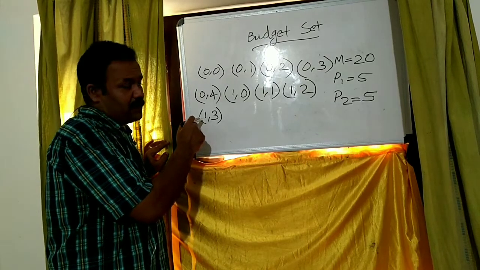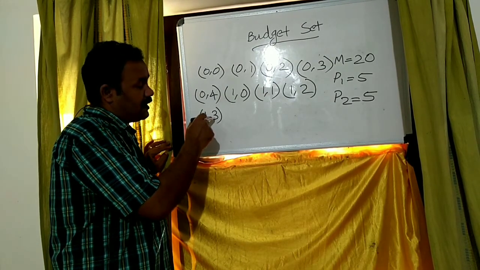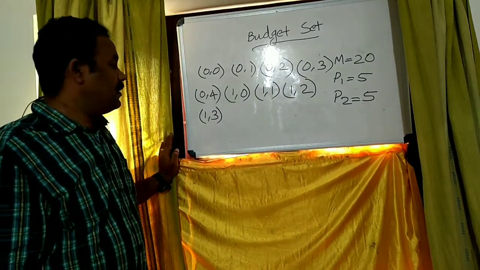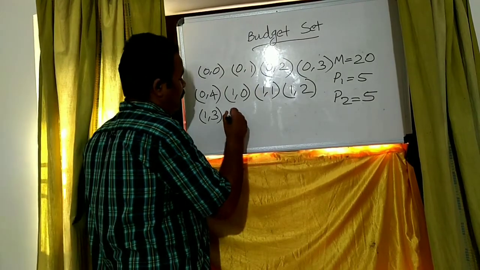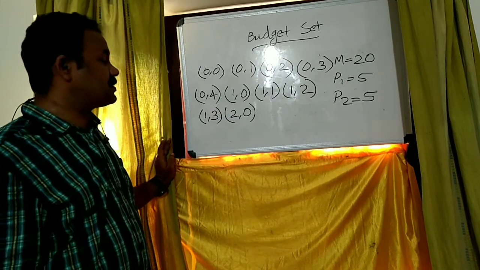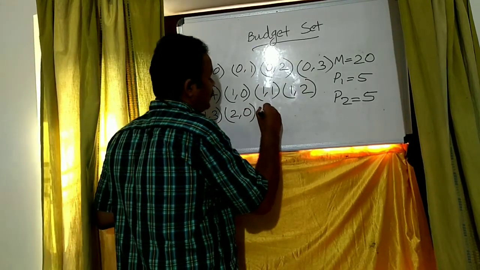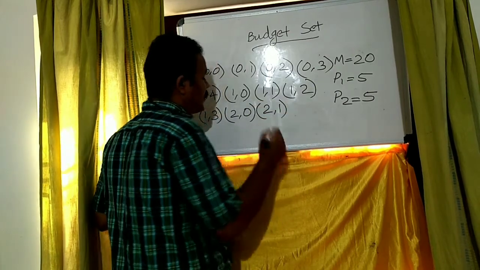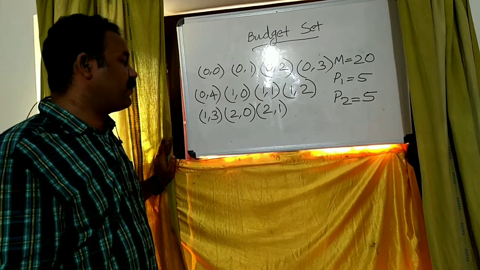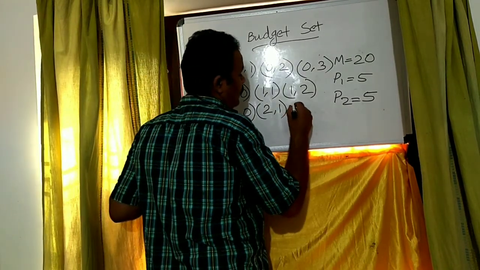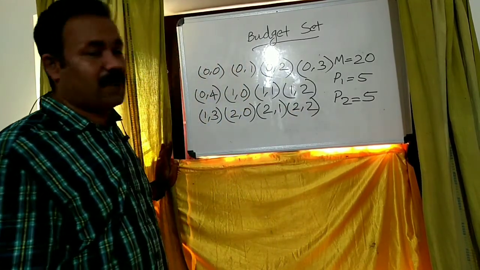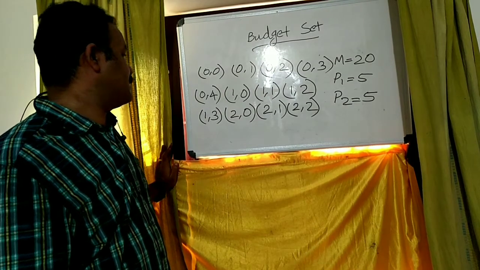Expenditure for the first commodity, that is 5, plus expenditure for the second commodity, that is 3 into 5, 15, plus 5, 20 here. Then we can write 2, 0. 2 units of the second commodity, here expenditure is 10. Then we can write 2, 1. What is total expenditure? Here 2 into 5 plus 1 into 5, 10 plus 5, 15. Then next 2, 2. 2 into 5 plus 2 into 5, 10 plus 10, 20 we will get.